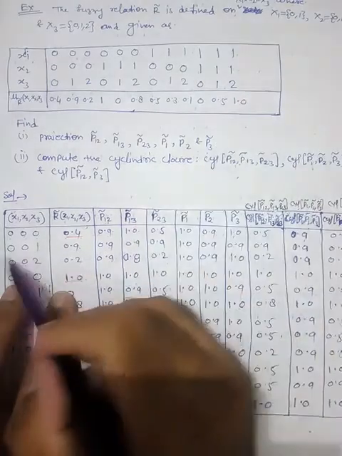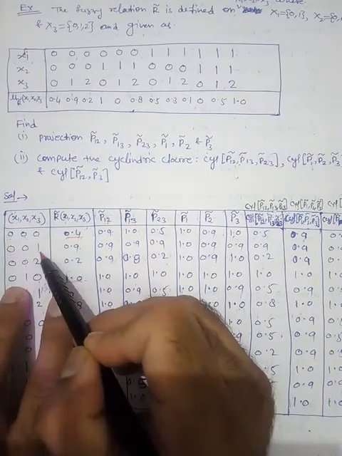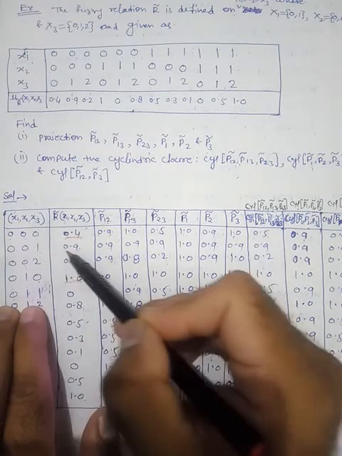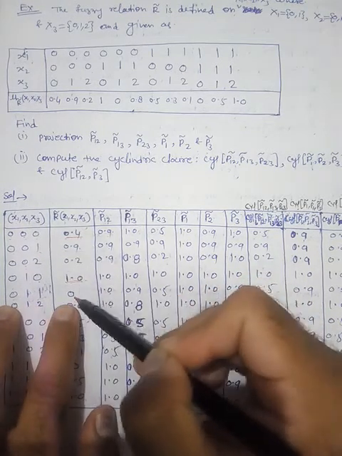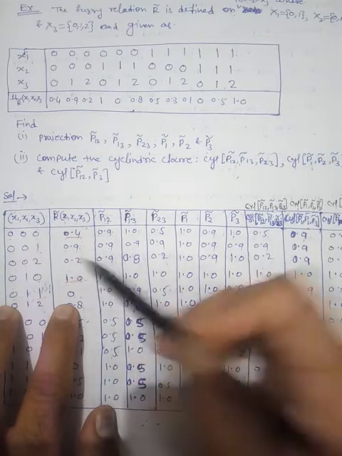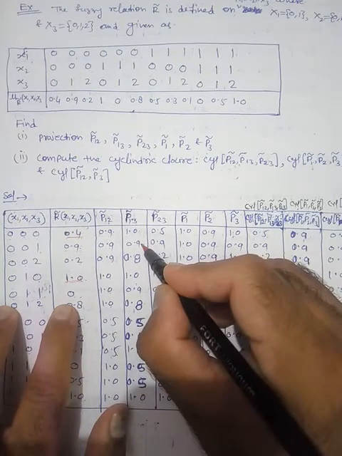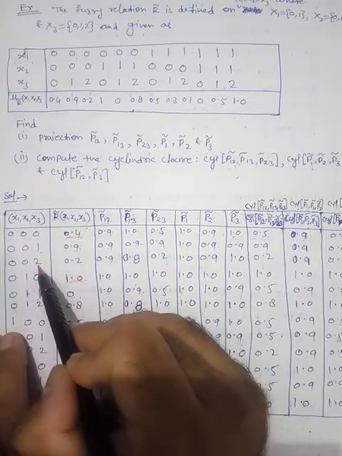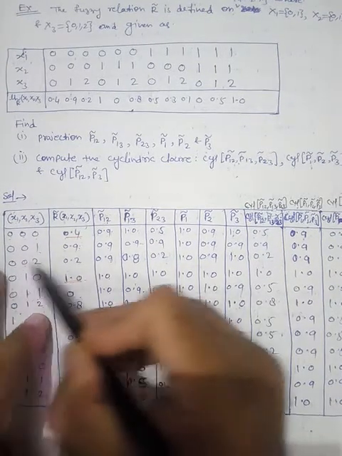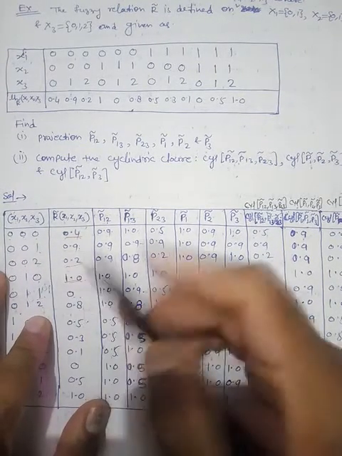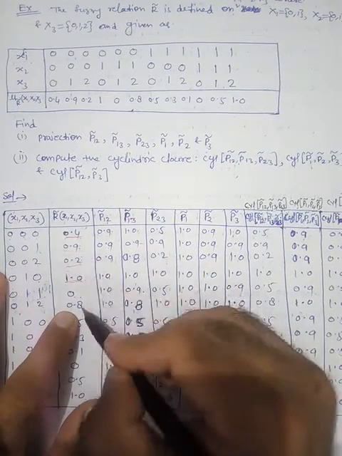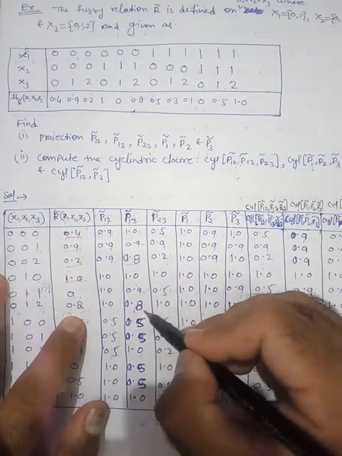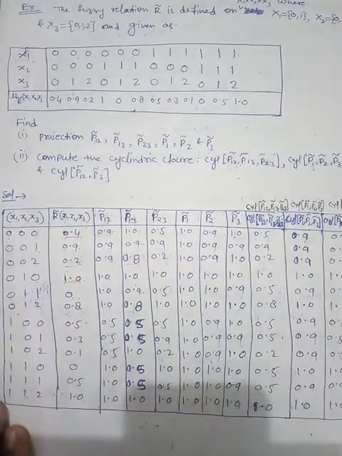Next is 0,1. Here is 0,1 and here is 0,1, with values 0.9 and 0. The maximum among these two is 0.9, so that is listed here: 0.9, 0.9. Similarly, for the third pair 0,2, the memberships are 0.9 and 0.8, so the maximum among these two is 0.8. So 0.8 and 0.8 are listed here, and similarly for the rest of the pairs.